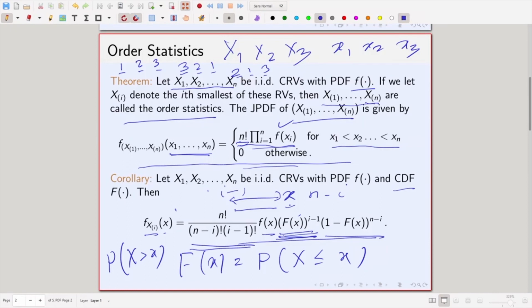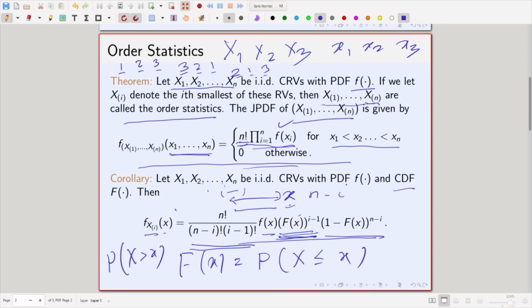So basically you are given n numbers and you have to divide them into 3 groups: the ith one should be x, i minus 1 should be less than that, and n minus i should be greater than that. In how many ways can you do this? You can do it in n factorial over (n minus i) factorial times (i minus 1) factorial ways, because for all such groupings, you get that the ith minimum is x, i minus 1 are less than x, and n minus i are greater than x.